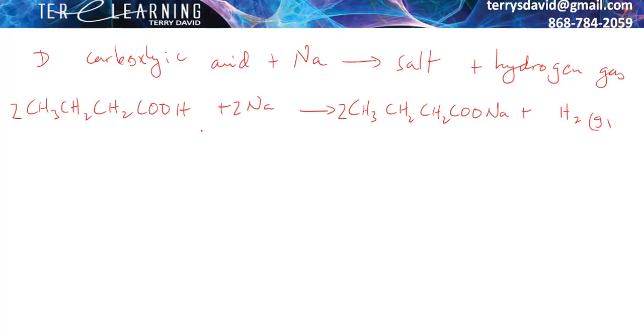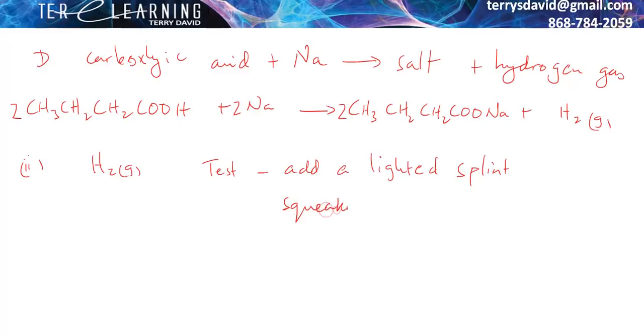And that's part 1. In part 2, they said describe one test that could be used to identify the gas. So I already told you that the gas is hydrogen gas, right? So the test is to add a lighted splint to the gas. Now that's the test, but you need to state what the observation or the positive result is if we have the gas present. So what is going to happen is that you're going to get a squeaky pop, right?